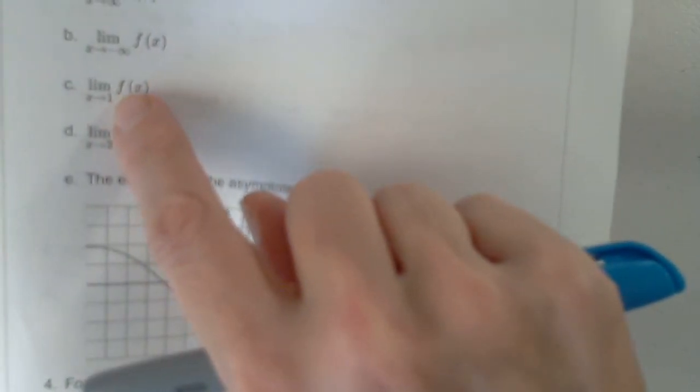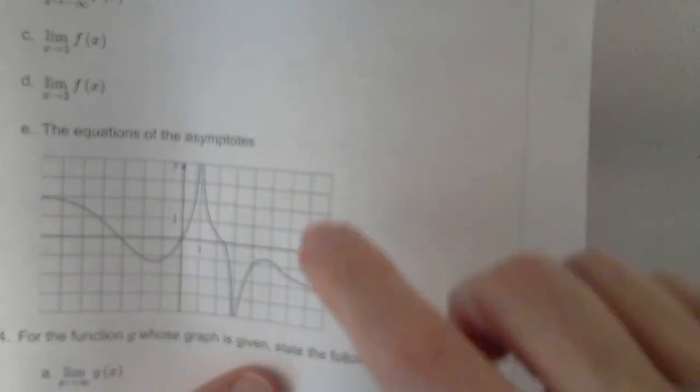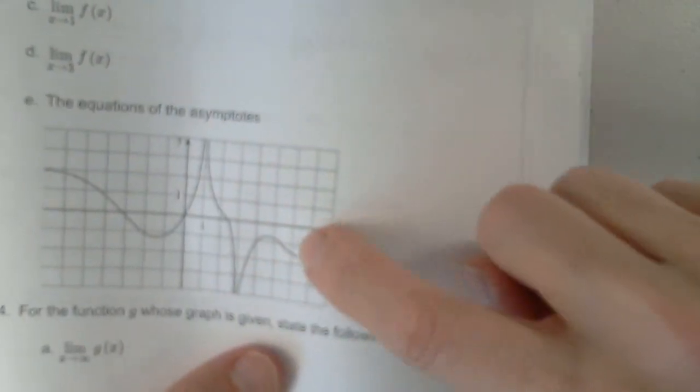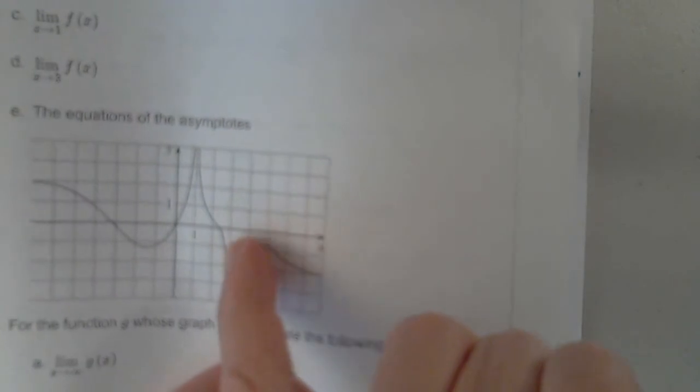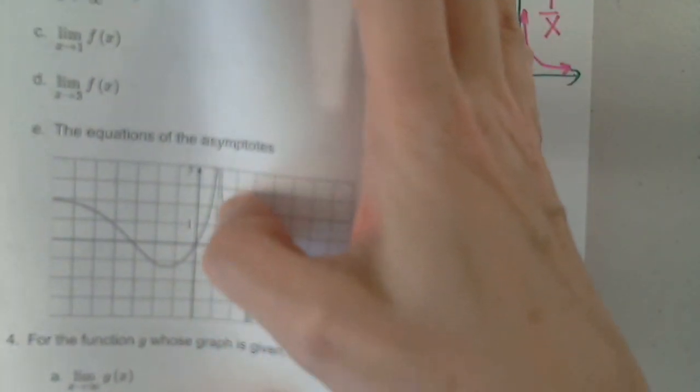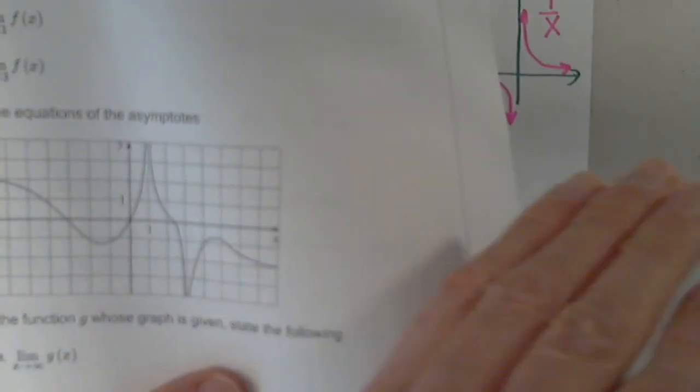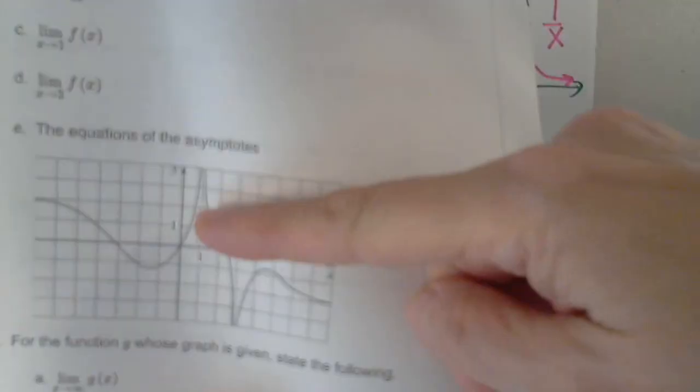As x approaches 1 from either side, the function value, this is what we already know, infinite limits, goes to infinity. The limit from either side of 3, as x approaches 3 from either side, it's negative infinity. The equations of the asymptotes, 4 asymptotes: x equals 1, x equals 3, y equals negative 2 only at infinity, and y equals 2 only at negative infinity.